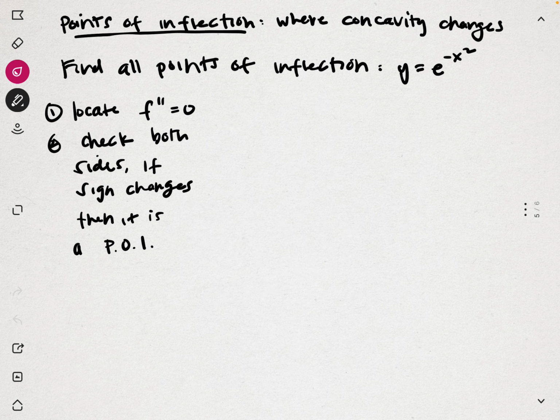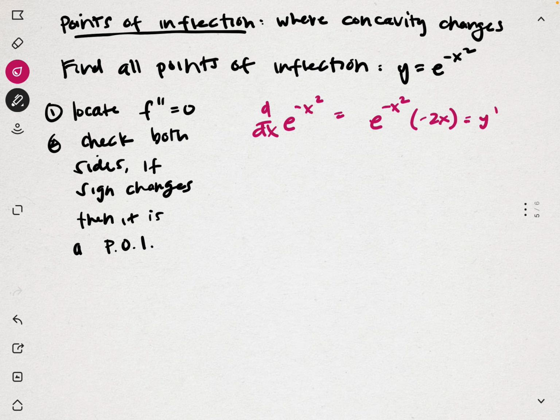Okay, so it says find all points of inflection for y equals e to the negative x squared. So the first thing we're going to do is find f prime and set it equal to 0. So e to the negative x squared, right? We're going to do the derivative. So that's going to be e to the negative x squared. We need to make sure we chain it though, right? So then we chain the x squared to be negative 2x. Right, so this is y prime.